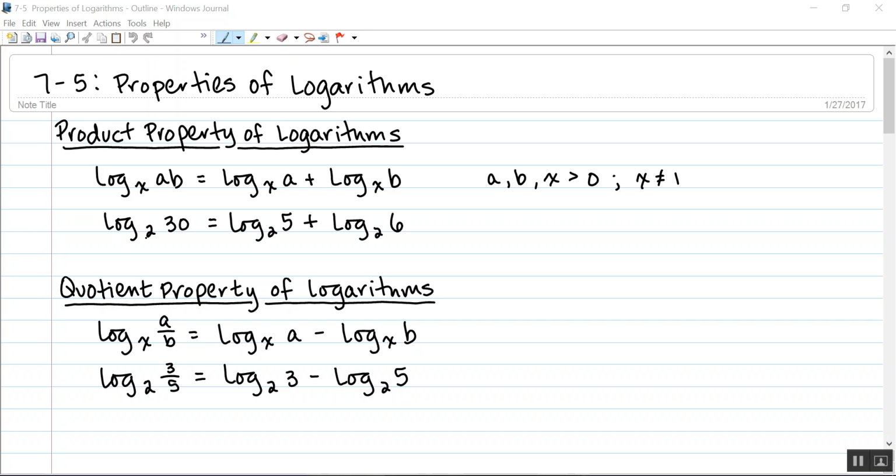Here's an example. Log base 2 of 30 is equal to log base 2 of 5 plus log base 2 of 6, because 5 times 6 is 30. Similar thing applies for quotients. So the quotient property of logarithms says log base x of a over b, or a divided by b, equals log base x of a minus log base x of b. Here's an example. Log base 2 of 3 over 5 is equal to log base 2 of 3 minus log base 2 of 5. So here I have 3 divided by 5, and here I can write it as 3 minus 5.